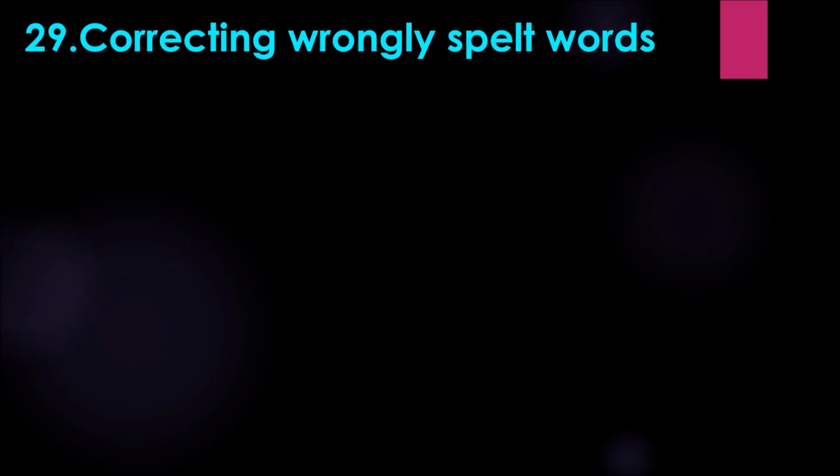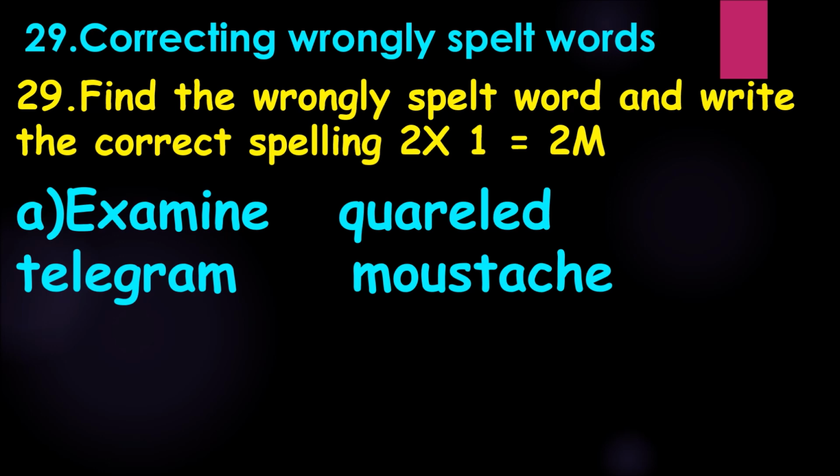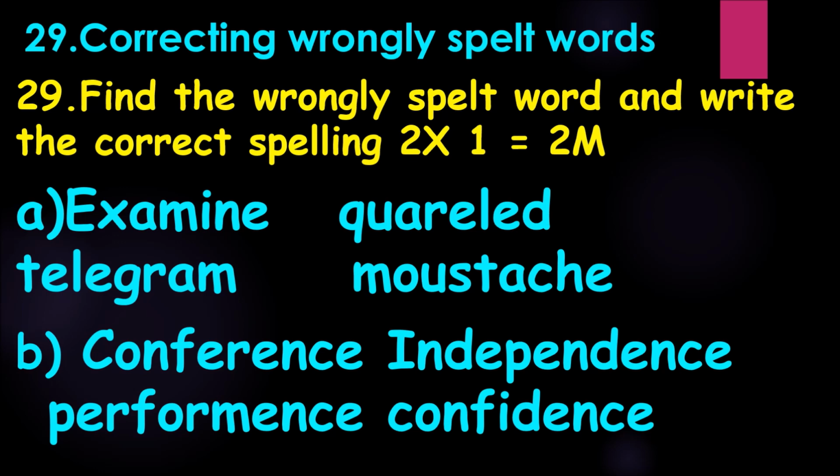Now question number 29, it's all about correcting wrongly spelled words. Find the wrongly spelled word and write the correct spelling. Here are the words for you. There will be 4 words: examine, quarrel, telegram, mustache. Now conference, independence, performance, confidence. These are, I can say, a bit tricky because you have to know all the 4 spellings. So let's check the answers now.